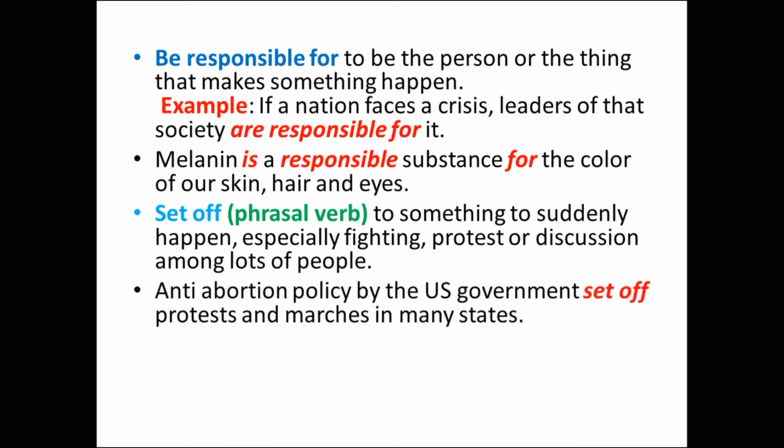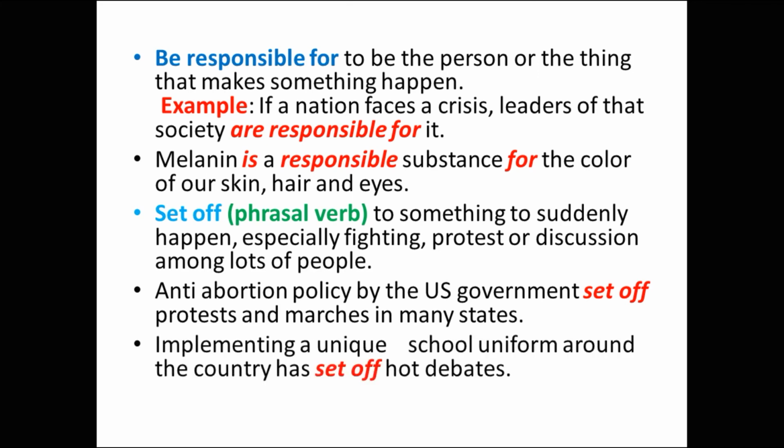Anti-abortion decision by the US government set off protests and marches in many states. If you are interested in reading newspapers and watching and listening to news, you may be aware of protests and marches against the new decision of the US government. Thousands of women are claiming their right to decide on having an abortion independently. Government's decision causes sudden protests, thus the phrasal verb set off is being used in that sentence.